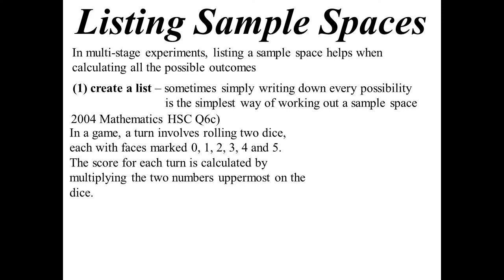Here's an HSC question. In a game, a turn involves rolling 2 dice, each with faces. It's unusual dice. It's not going from 1 to 6. It's going from 0 to 5.